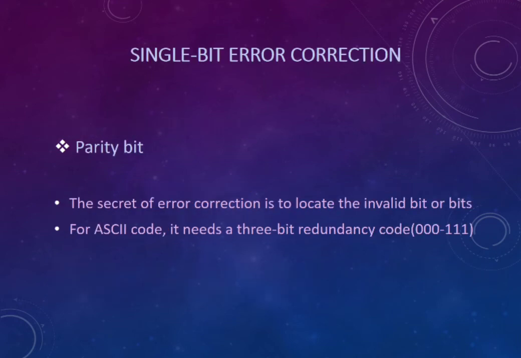Single bit error correction, parity bits. The secret of error correction is to locate the invalid bit or bits. For ASCII code, it needs a 3-bit redundancy code, 000 and 111.